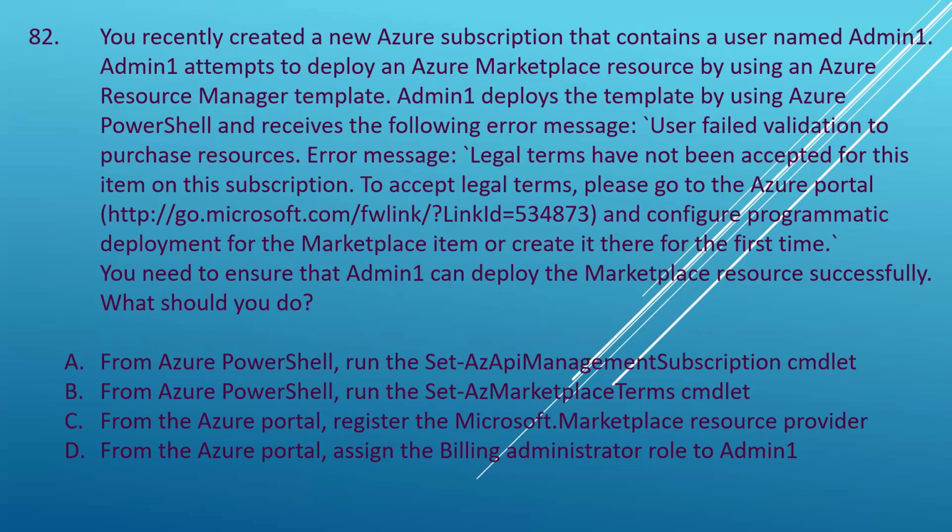Your options are from Azure portal, from Azure PowerShell, run the set-AZ API management subscription commandlet. From Azure PowerShell, run the set-AZ marketplace terms commandlet. From the Azure portal, register the machine.marketplace resource provider. From the Azure portal, assign the billing administrator role to admin1.